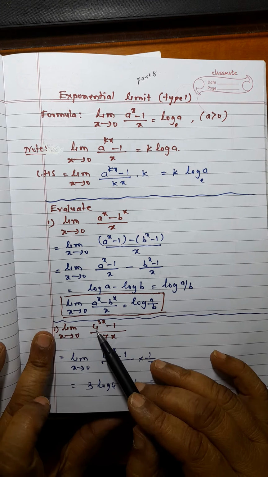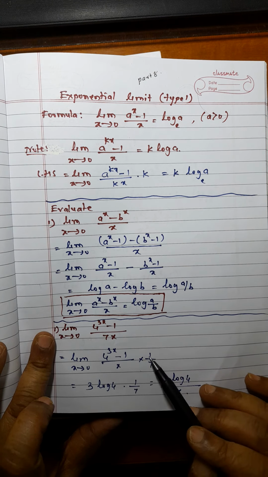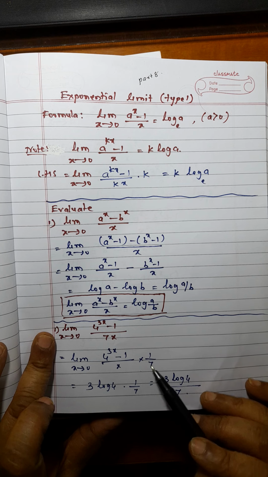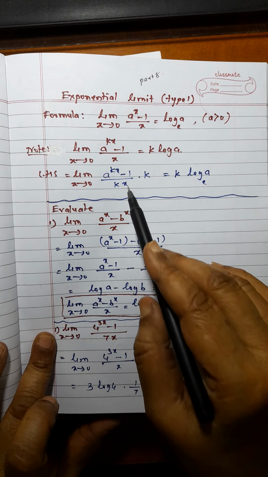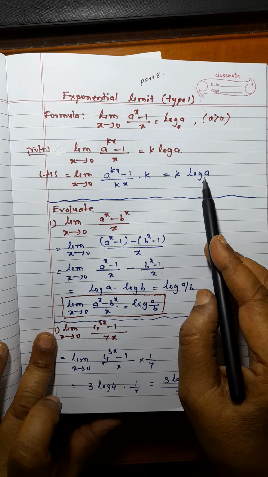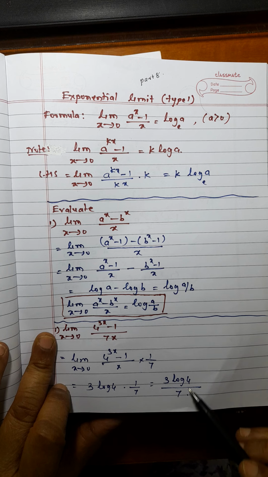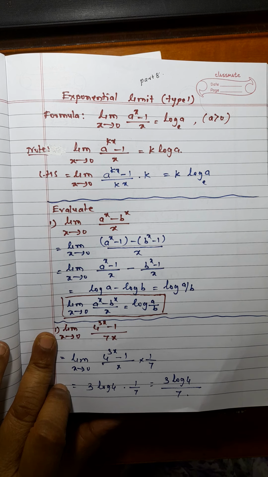Limit x tends to 0 of (4 raised to 3x minus 1) upon 7x. I will take x here and 1 upon 7 here. And by this formula, it will be 3 log 4. It is k log a, no? So it will be 3 log 4 and this 1 upon 7. So 3 log 4 upon 7 will be the answer for this problem.